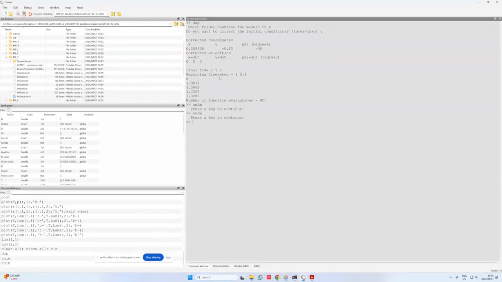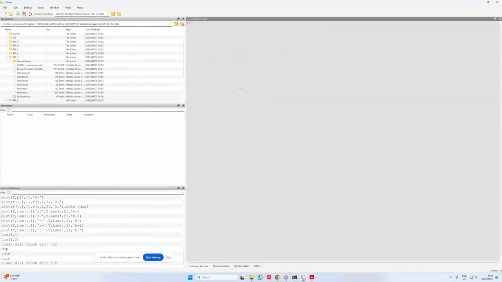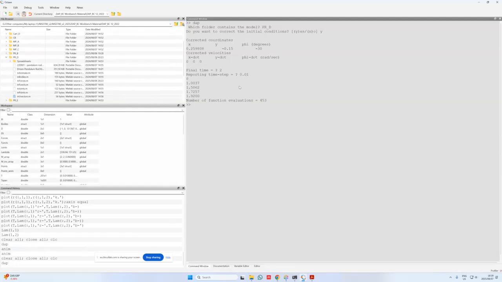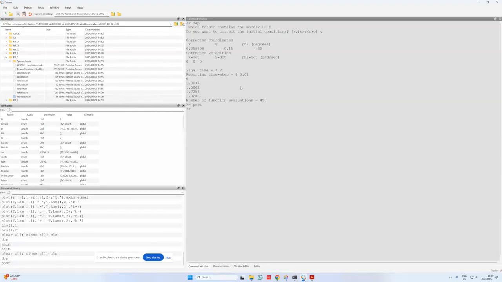But now the reporting time step is still coarse, so I want to go back and actually start plotting the results. I'm going to run dap again, pr_d. Yes, I want to correct the initial conditions. Let's do 2 seconds again. I'm going to use a 0.01 reporting time step in this case, and I can type in post over here as well.